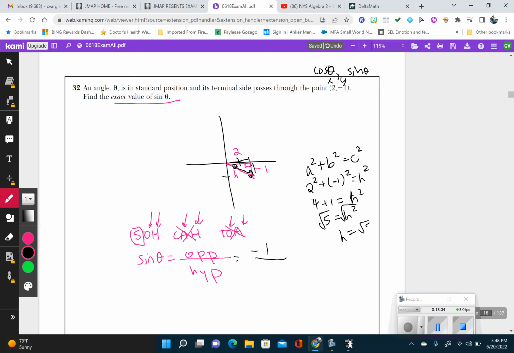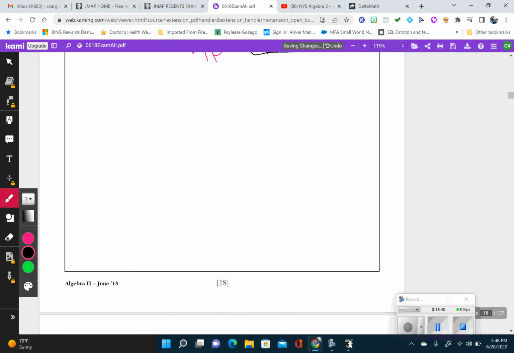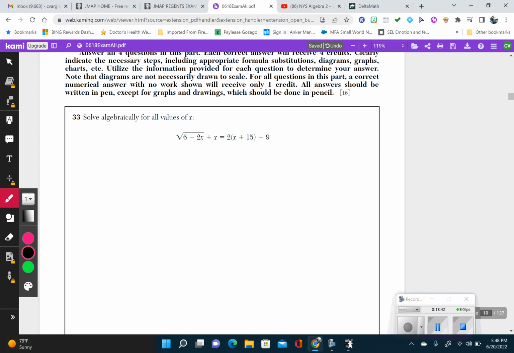And I get h is equal to the square root of 5. h is equal to the square root of 5. So there is your answer for number 32. Okay, solve algebraically. If it didn't say algebraically, you could take this whole thing, plug it into y1, plug this under y2, see where they intersect, and that'll give you the answer.